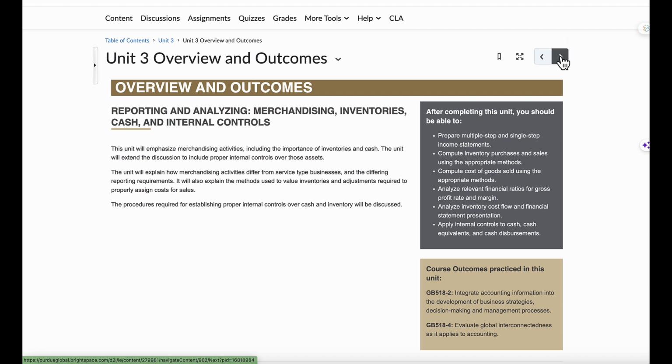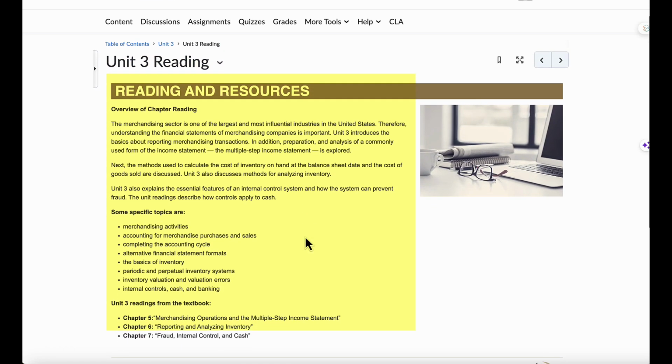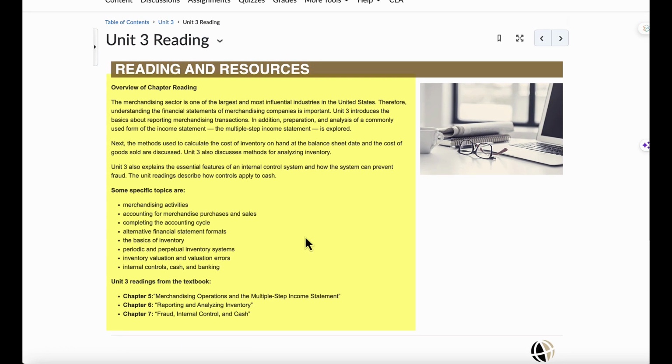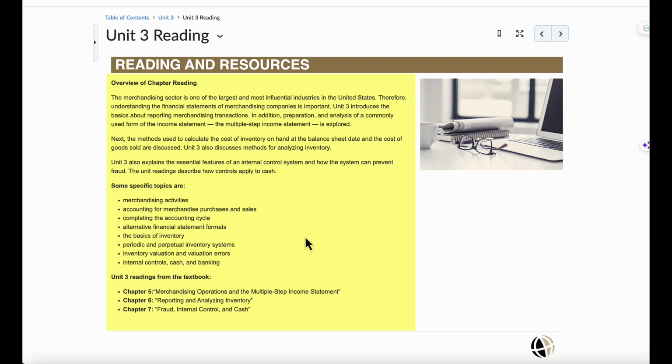Continuing on in our unit, we see that we have several readings, right? So we are going to be looking at the merchandising sector as one of the largest and most influential industries in the United States. Therefore, understanding the financial statements of merchandising companies is important. So in this unit, we introduce the basics around reporting merchandising transactions.